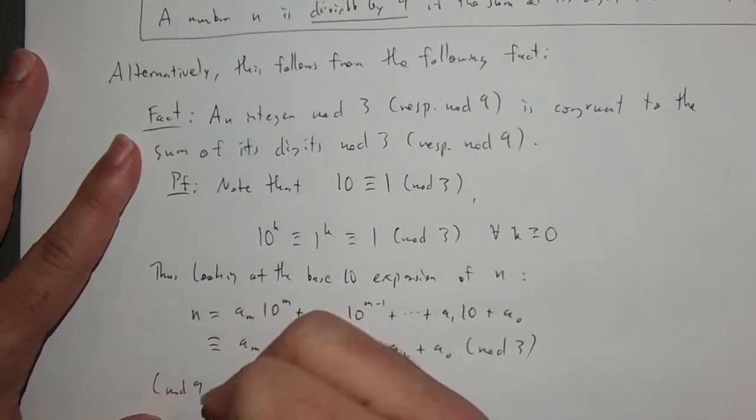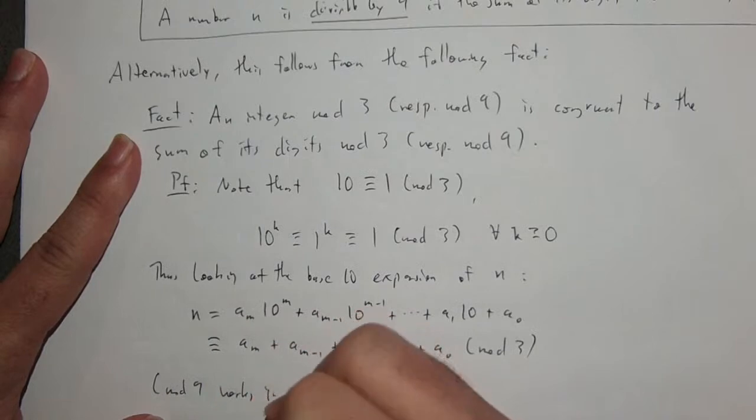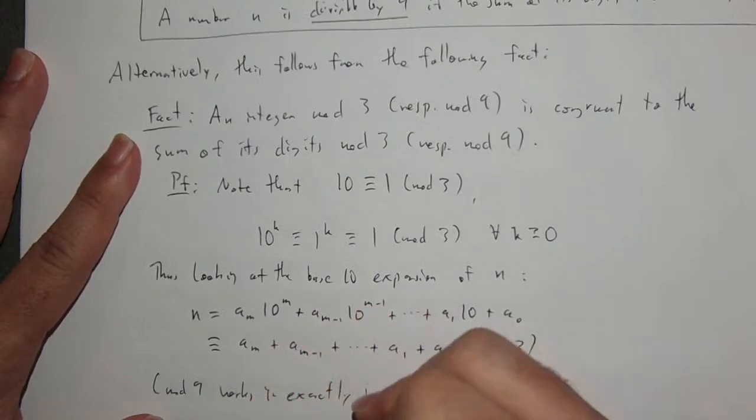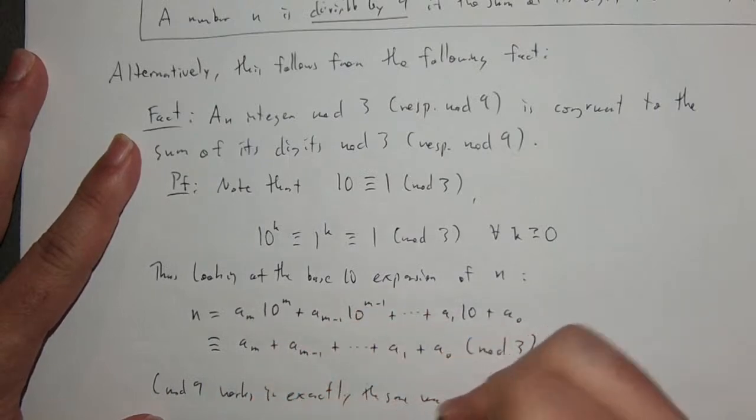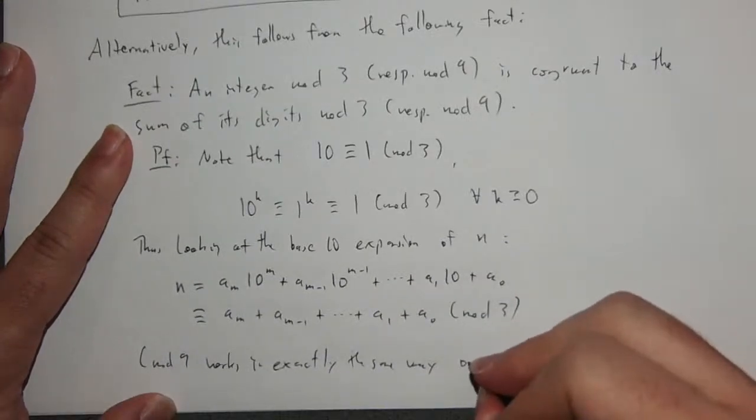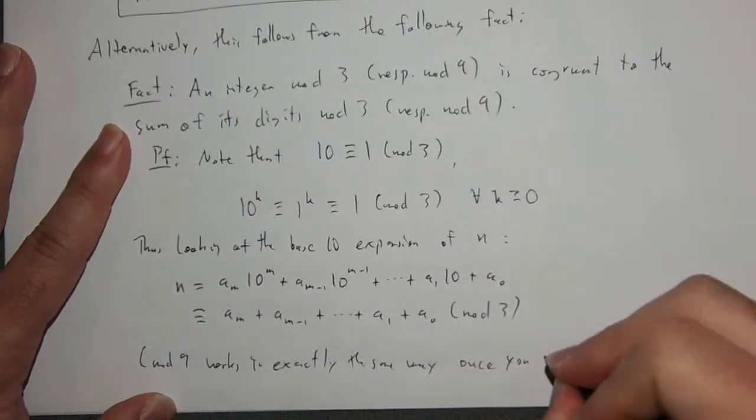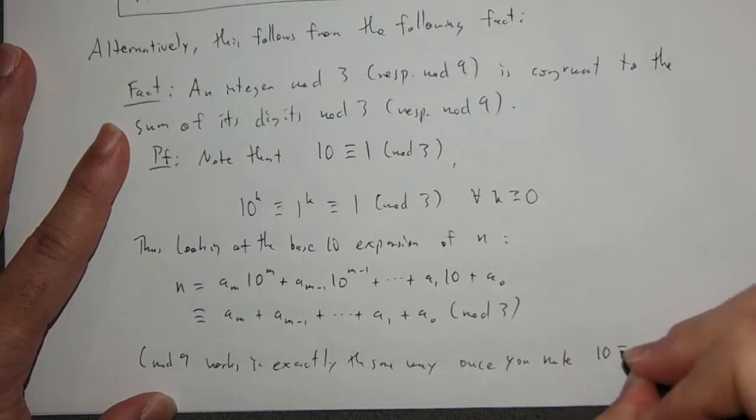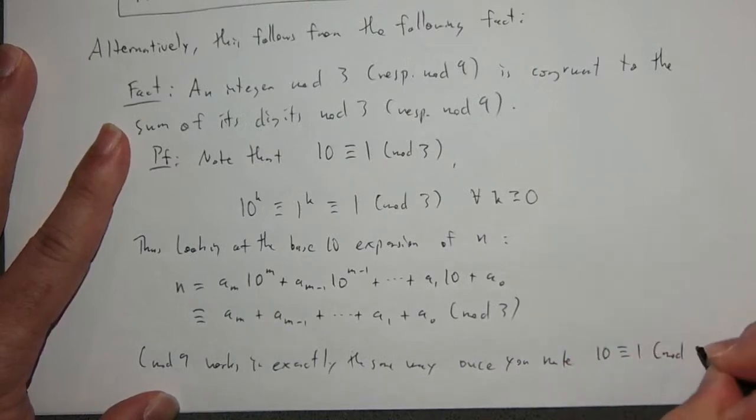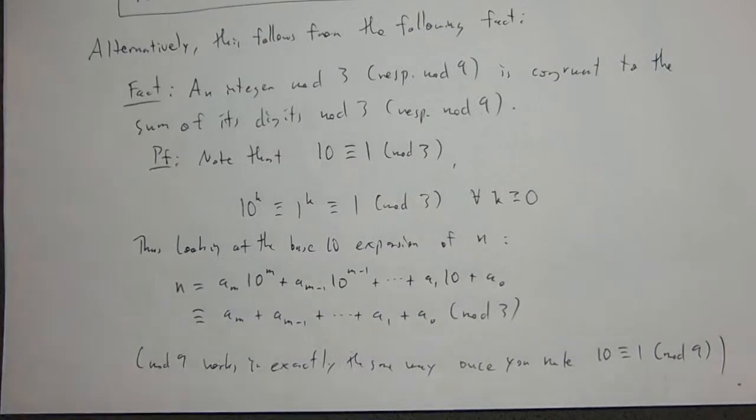Mod 9 works in exactly the same way, once you note that 10 is congruent to 1 mod 9. That's it.